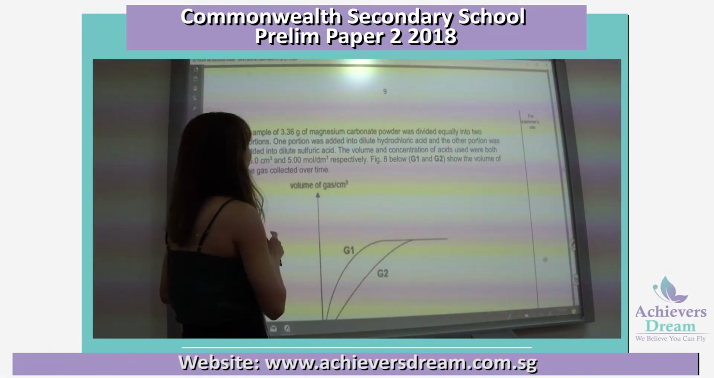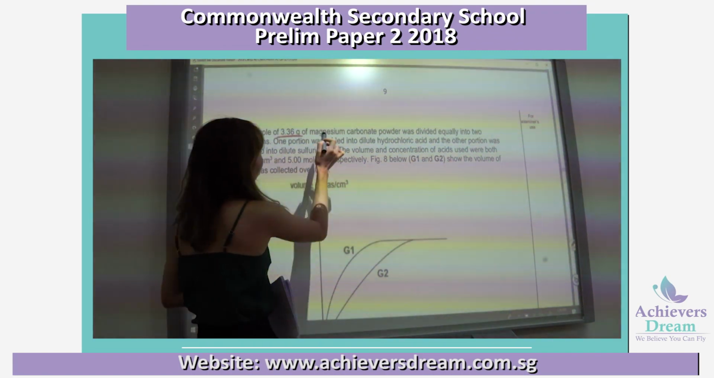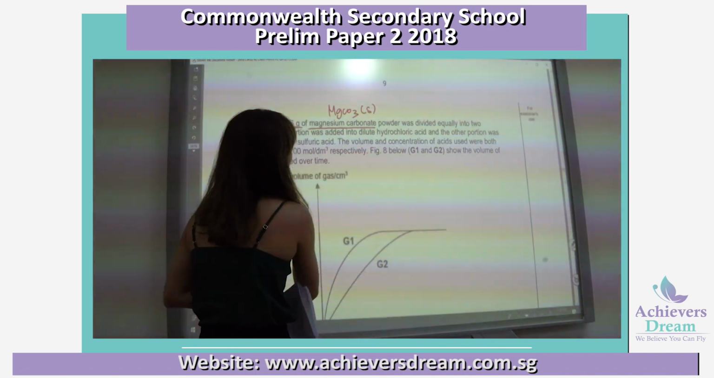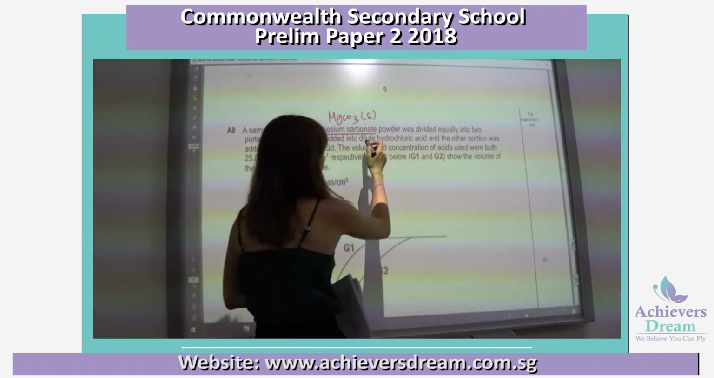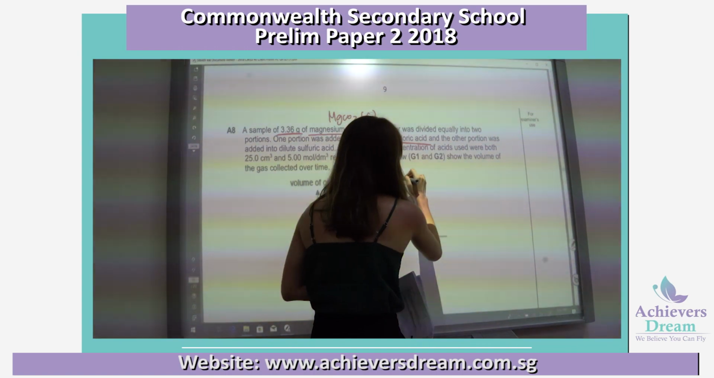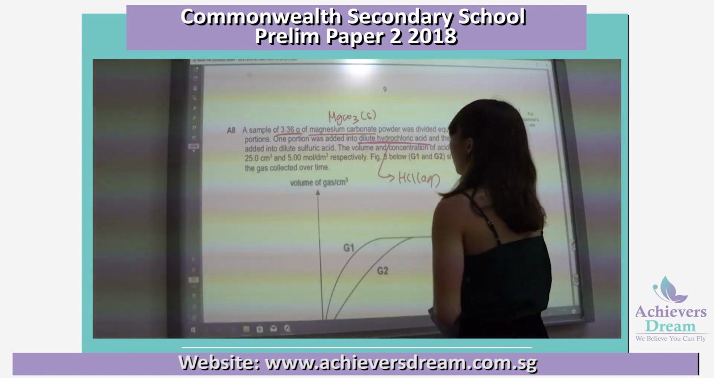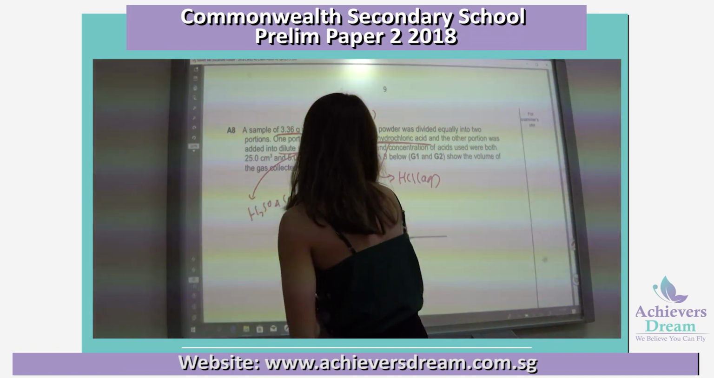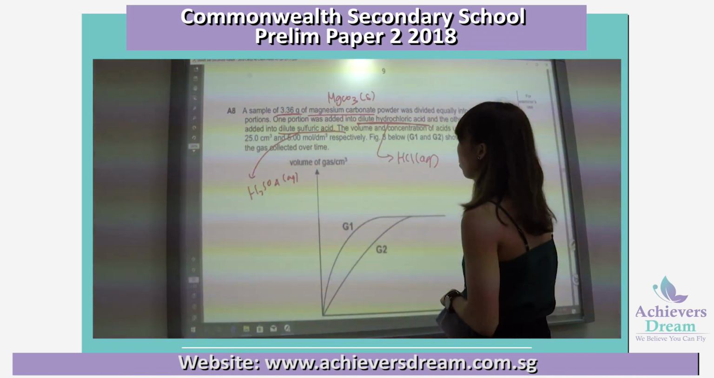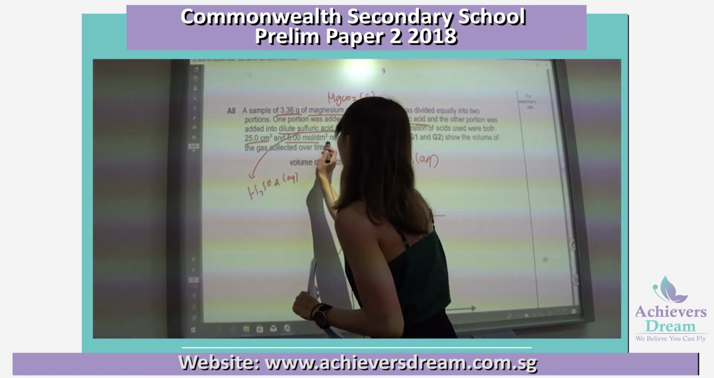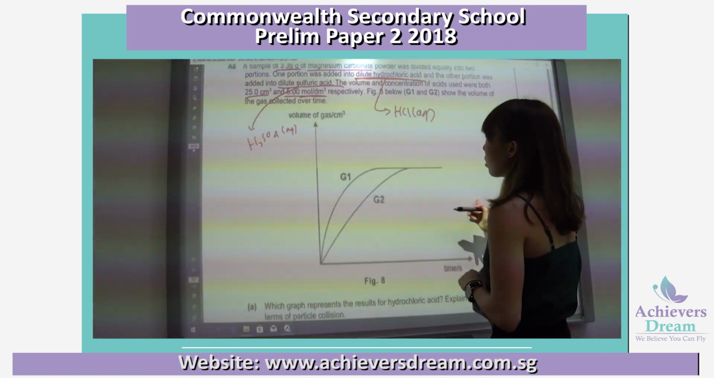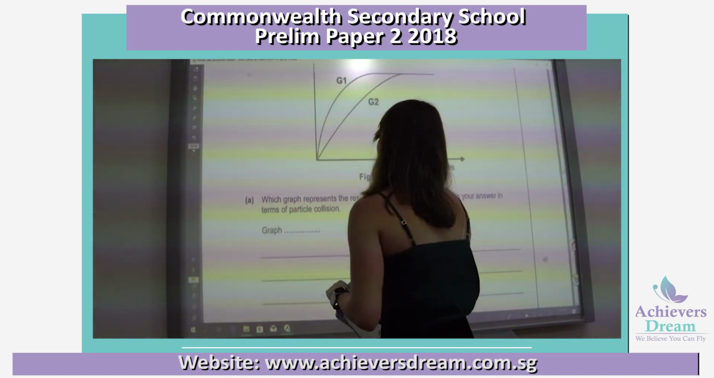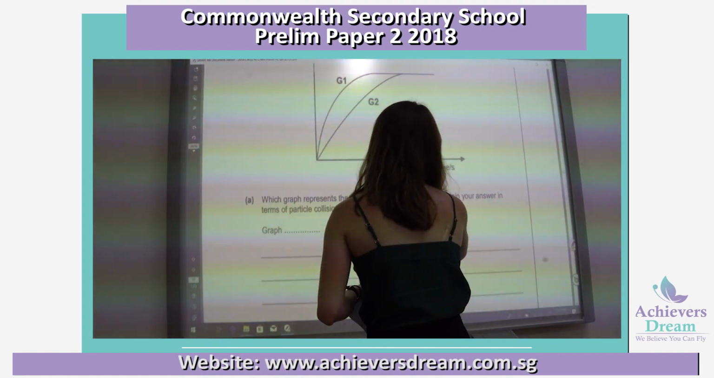Okay, now for A8, a sample of 3.36 gram of magnesium carbonate powder, MgCO3, was divided equally into 2 portions. One portion was added into dilute hydrochloric acid, whereas the other portion was added to dilute sulfuric acid. The volume and concentration of acids used were both 25 cm3 and 5 mol per dm3 respectively. So they show the volume of gas collected over time. Part A. Which graph represents the results for hydrochloric acid?